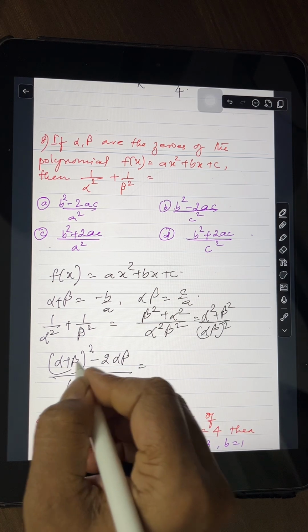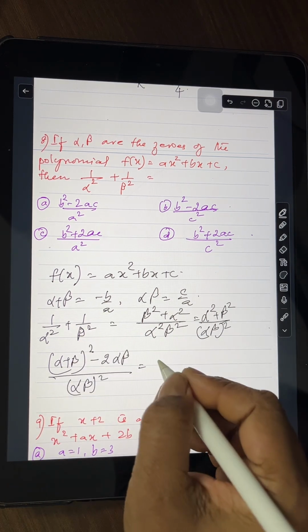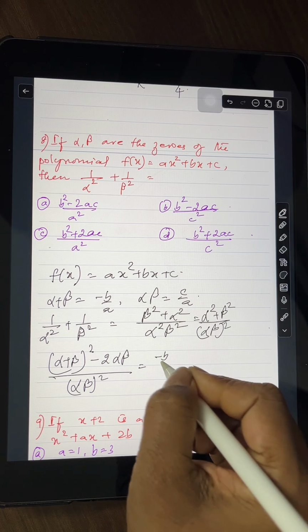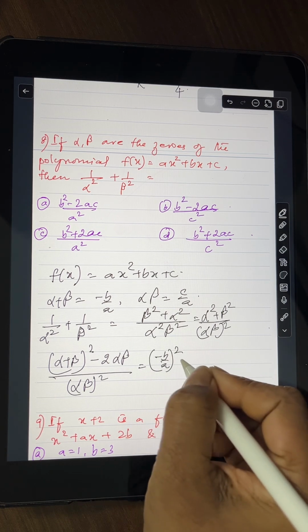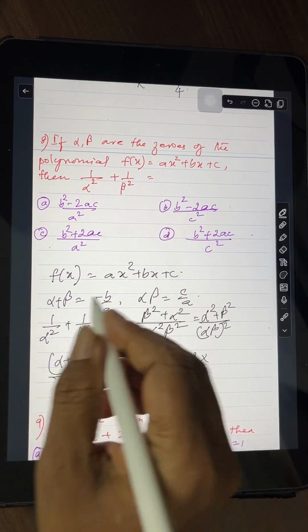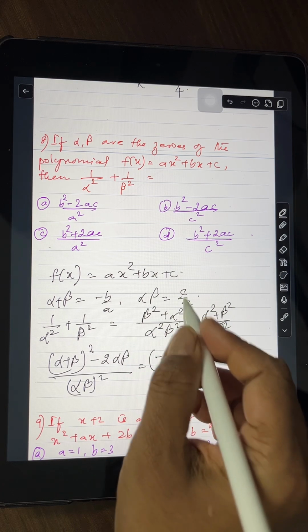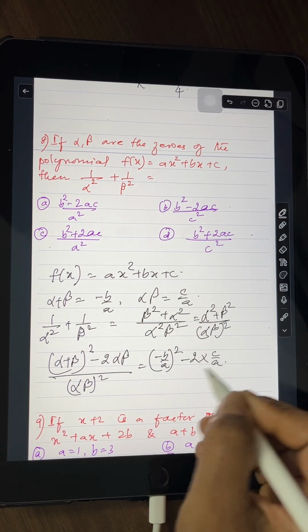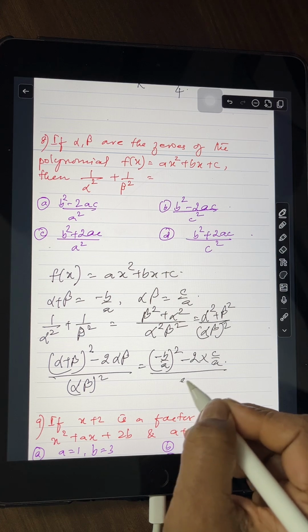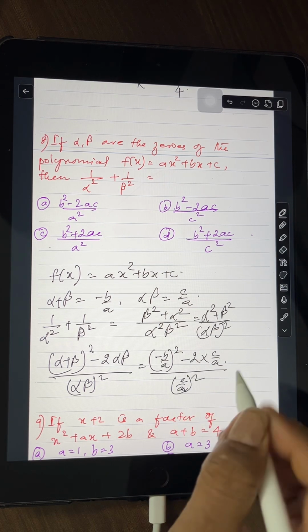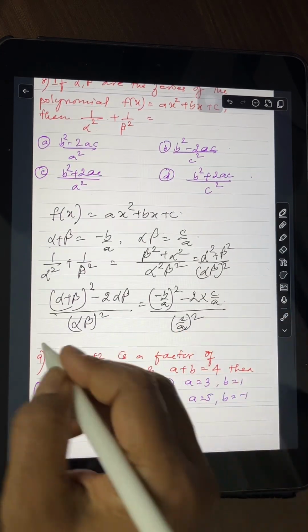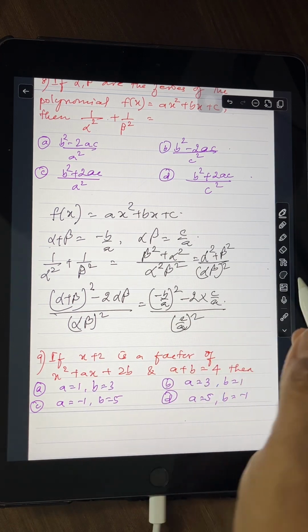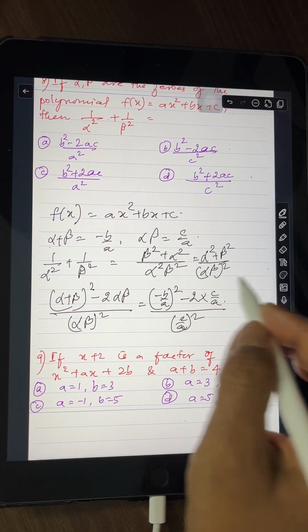Now what is alpha plus beta whole square? Minus b by a, so minus b by a whole square. And what is alpha into beta? Alpha beta is c by a, so by c by a whole square. Clear till here? Okay. Now what I'll do is I'll erase all this.